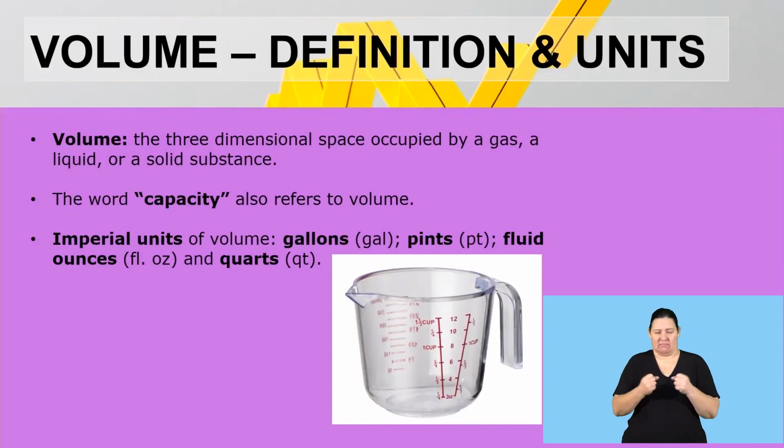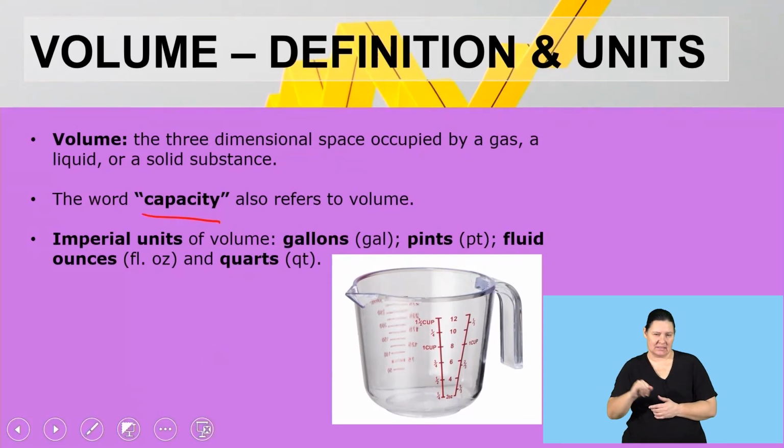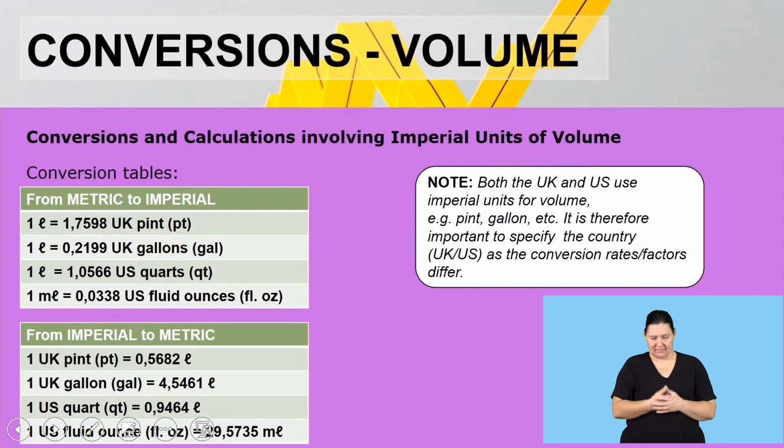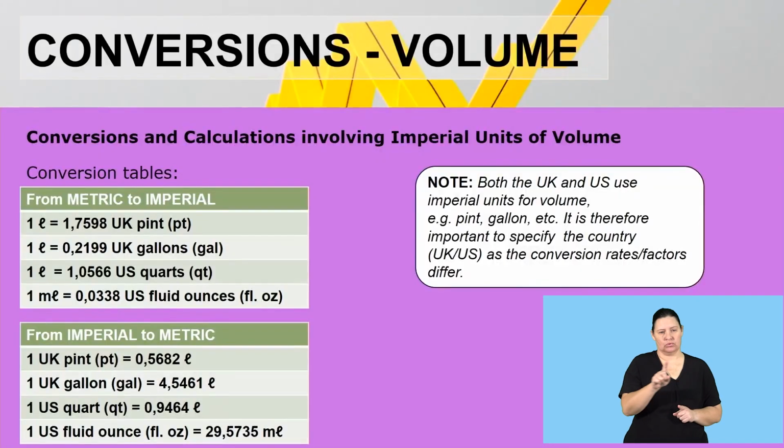So I'm saying here, volume is the three-dimensional space occupied by a gas, can be a liquid or a solid substance. Then also, the word capacity refers to volume as well. Then imperial units of volume, that is your gallons, pints, fluid ounces, and quarts. All right, so again, a lot of information given to you, but as I've noted before, you don't have to memorize this. Just to run through a few, when we convert from metric to imperial, for example, 1 liter equals 1.7598 UK pints. Then from imperial to metric, right, 1 UK pint equals 0.5682 liters.